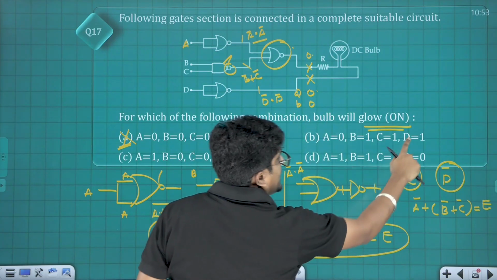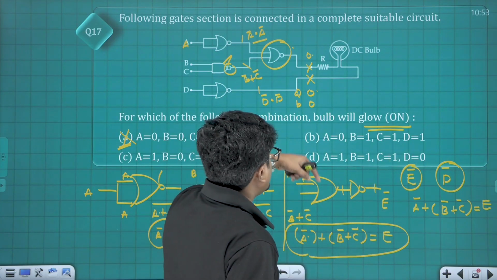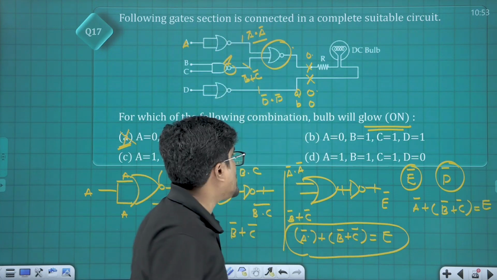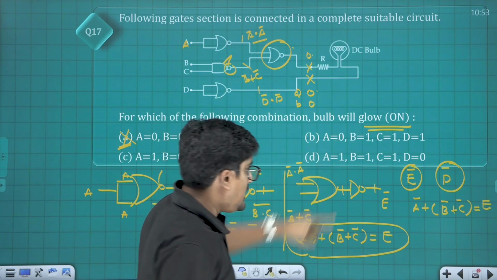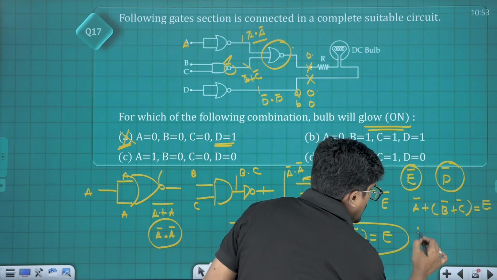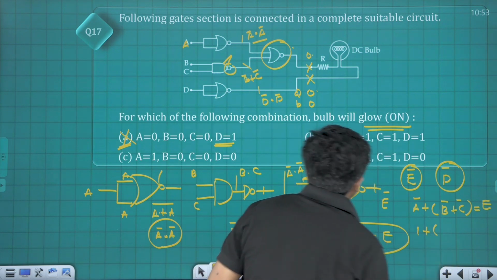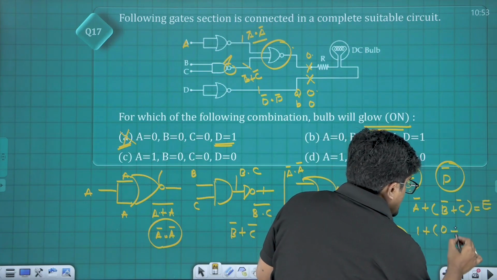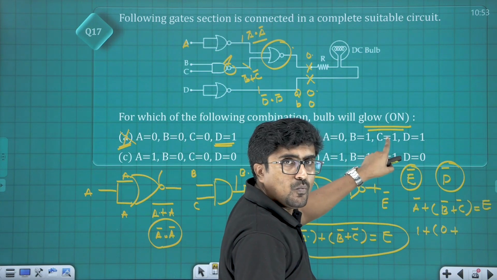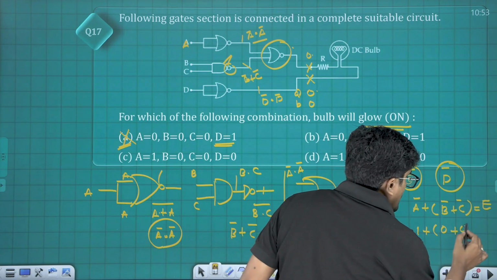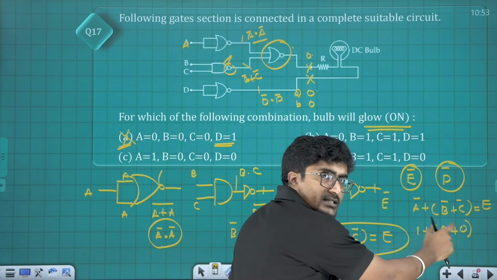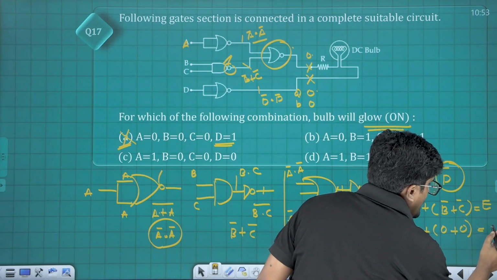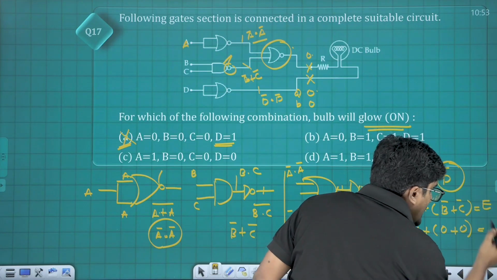Option B, I am taking D as 1, the inverse of that is going to be 0, and on the upper portion, what is going to be the potential? A is 0, the inverse of that is 1, plus B is 1, the inverse of that is 0, and C is 1, the inverse of that is going to be 0. 0 plus 0 is 0. 0 plus 1 is 1. 1 inverse is 0. So E is 1 and 1 inverse is 0.